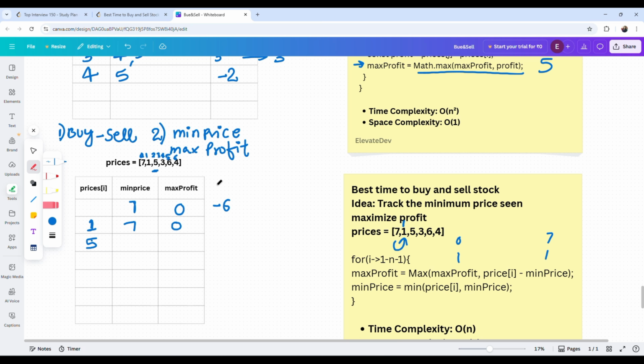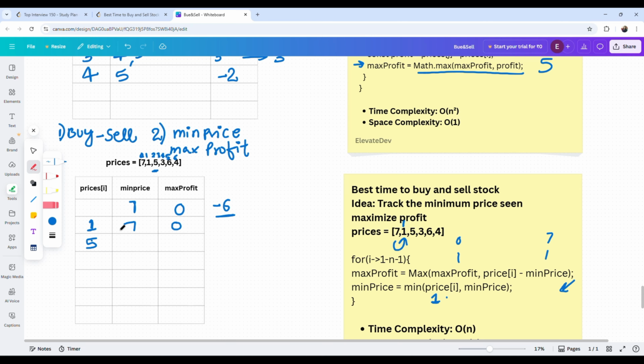Yes. Sorry, I just missed the last point here. While updating the maximum profit, when we were making the maximum profit, it was minus 6 only. And at this point it will come to this line and check the minimum price. Earlier the minimum price was 7, and the current price was 1.